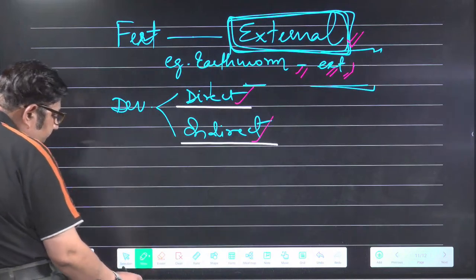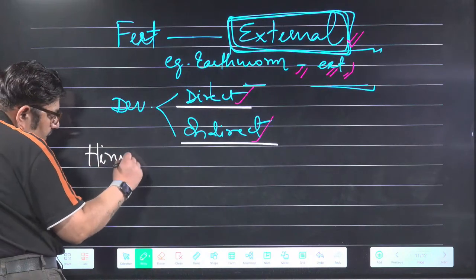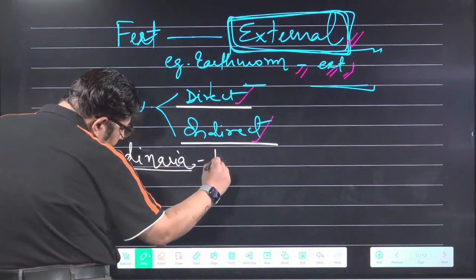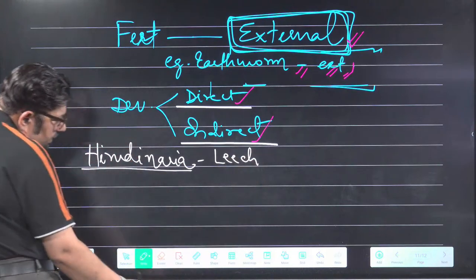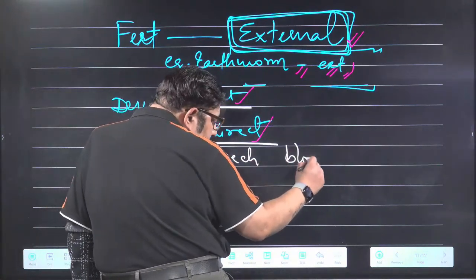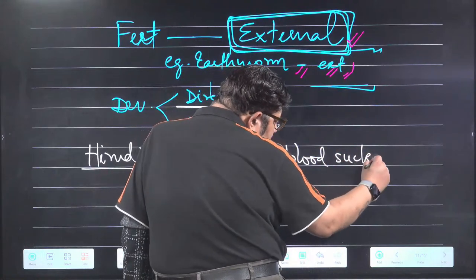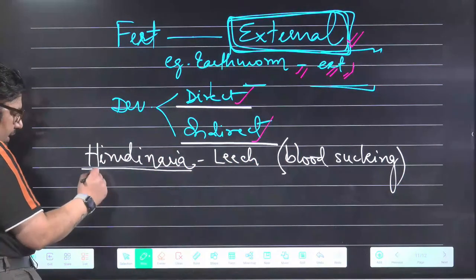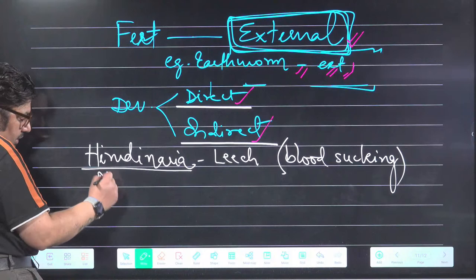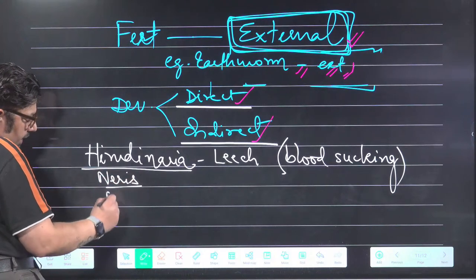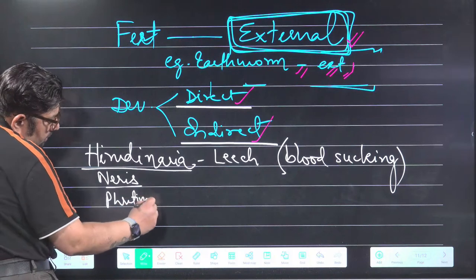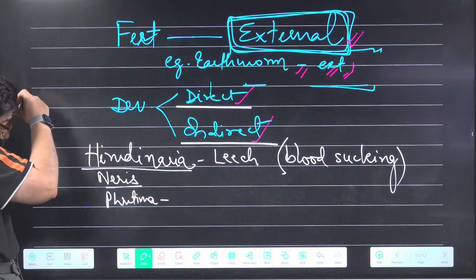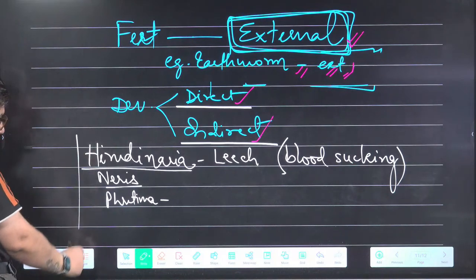Examples are very easy. Already we have given Nereis. Hirudinaria is a leech, a blood sucking leech, sanguinivorous. It takes a blood meal. Then Pheretima posthuma is the earthworm. So these are enough examples of Annelida.